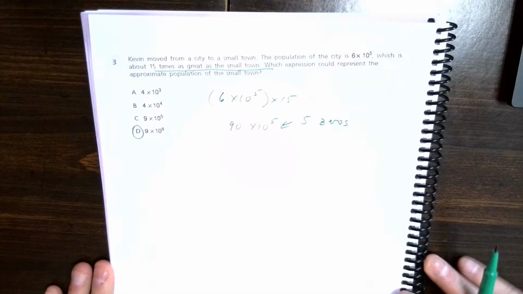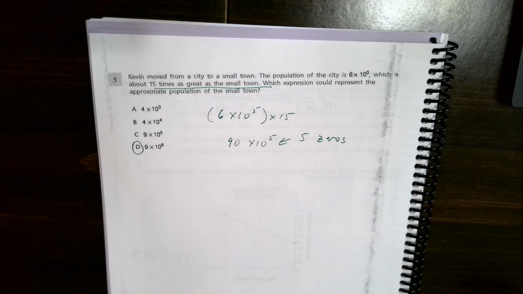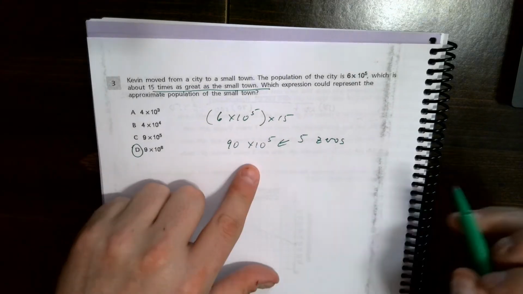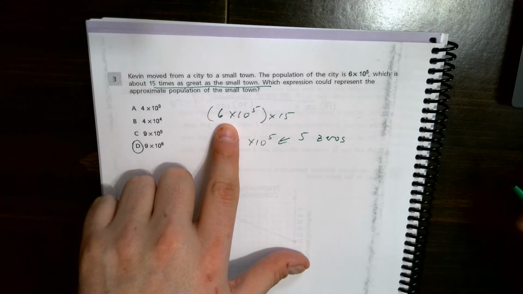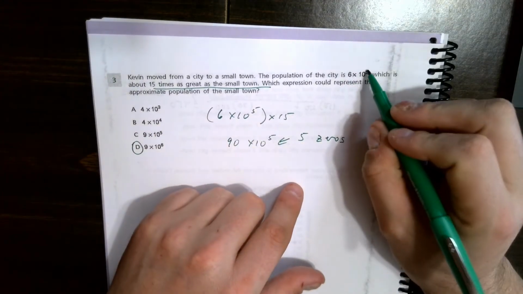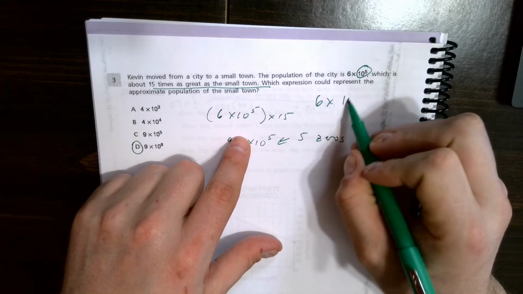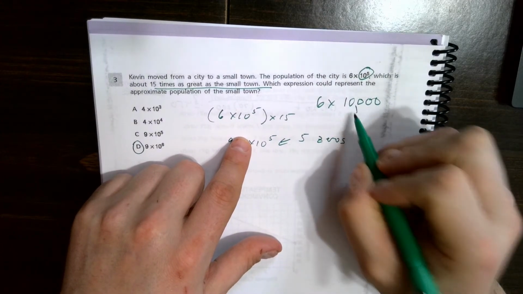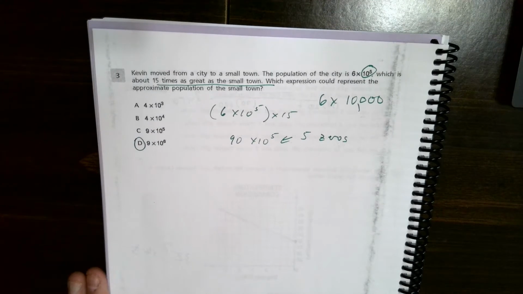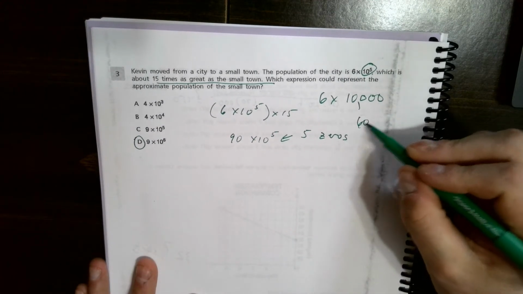Okay. Moving on to number 3. The problem with number 3 is we have not talked about this idea of scientific notation. So I'm going to insert a video for you to watch involving what scientific notation is. The gist is 6 times 10 to the 5th power is really 6 times a 10 with 5 zeros after. So it's really 6 times 10,000, which is 60,000.